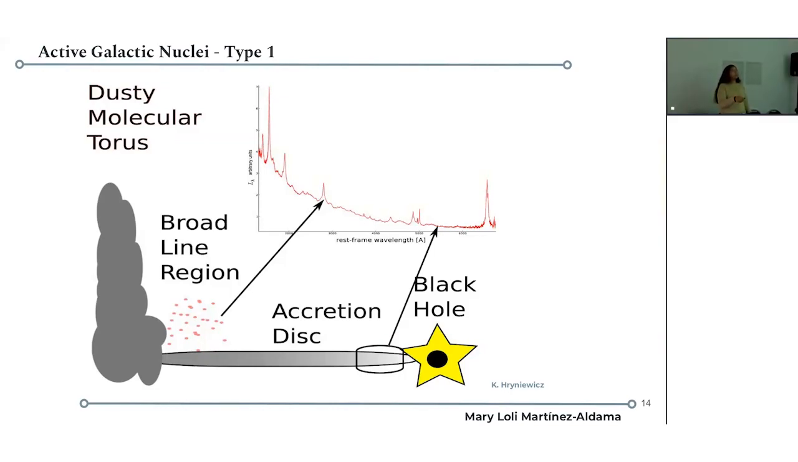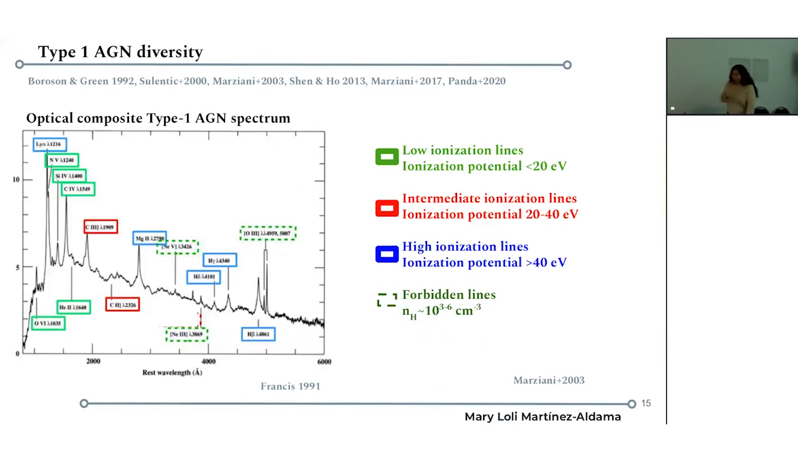Type 1 AGN means that the main continuum source is generated by the accretion disk, and we are observing broad and narrow line regions. So this is the typical spectrum that I will try to identify in our talk.